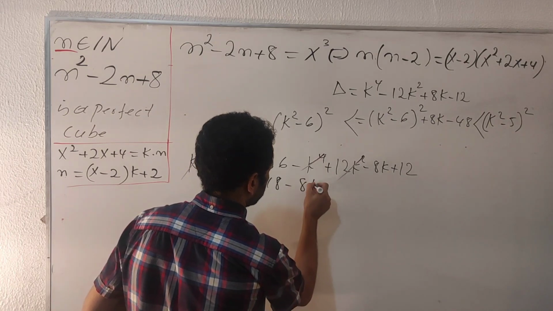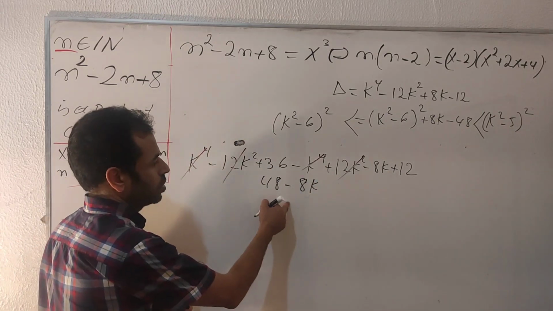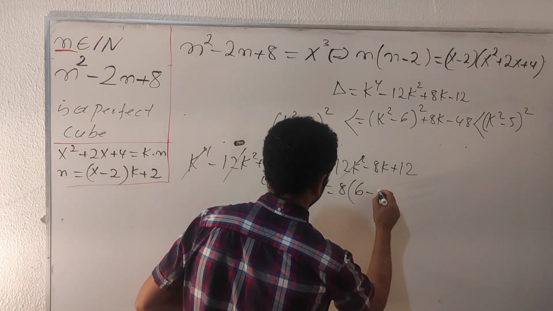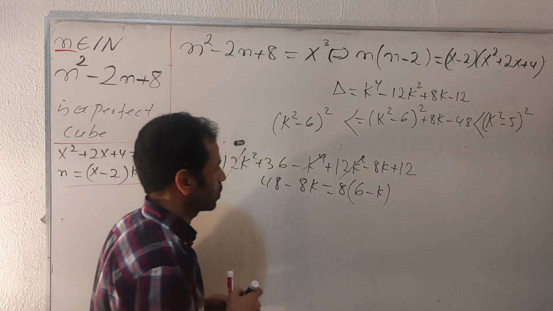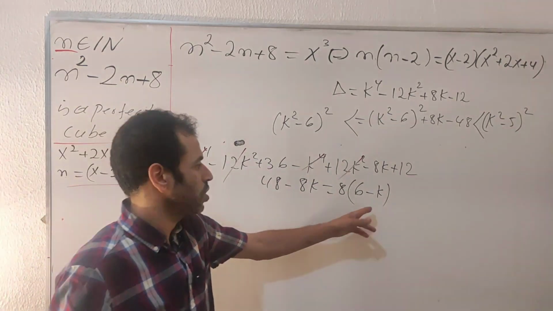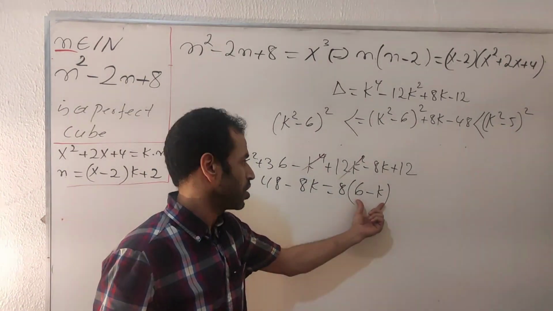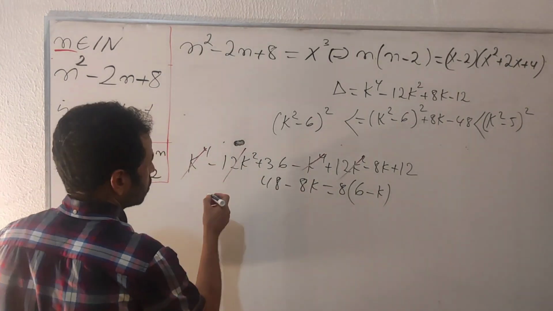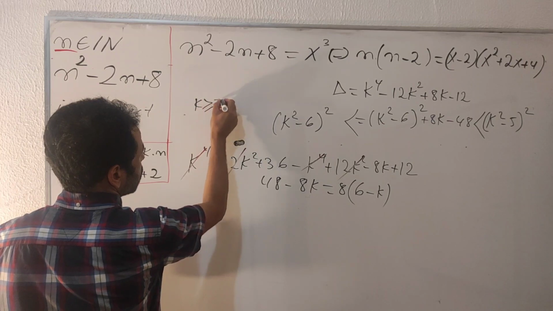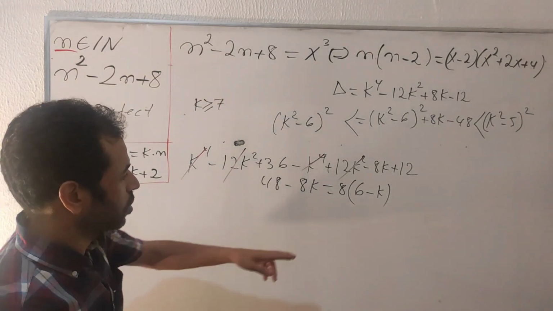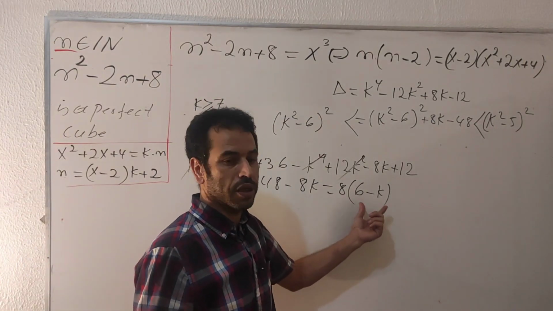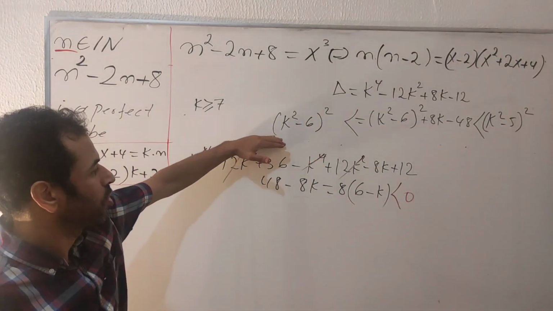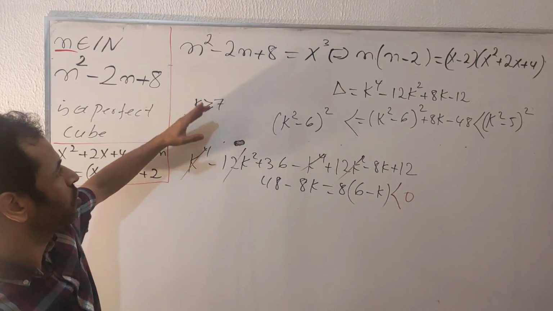48 minus 8k. Let's take 8 as a common factor here. So I get here 6 minus k. Okay, so which condition to make this inequality strictly inferior than 0? This one, if k is superior or equal to 7. Okay, because if k equals 7 here, this one become negative. Okay, that's what I want. So this inequality holds if and only if k is superior or equal to 7.